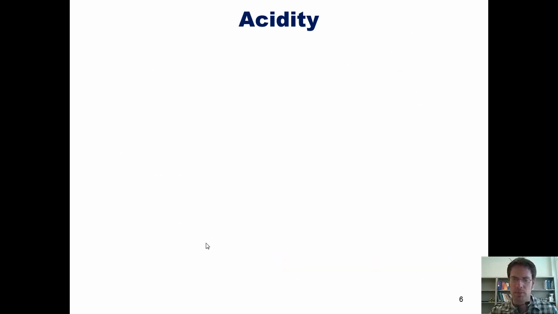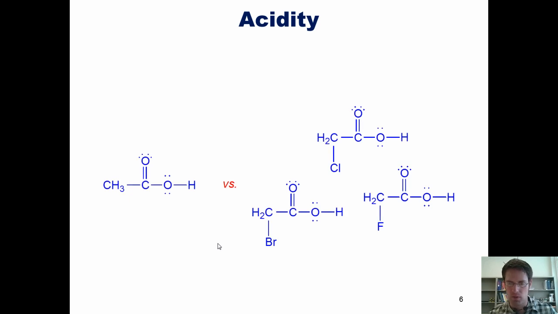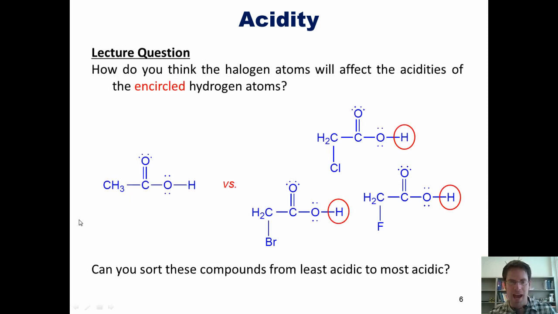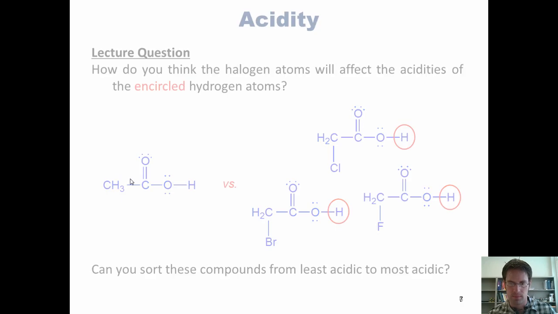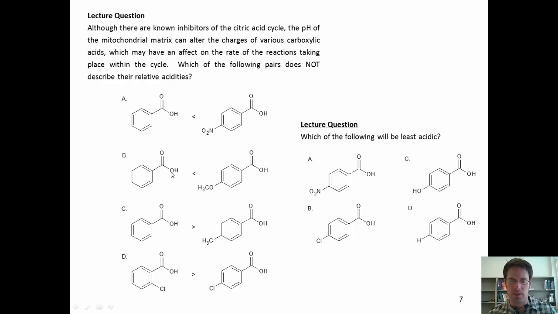We saw this principle applied earlier to these molecules, for which I asked you guys to explain how you thought the added halogen atoms would affect the acidities of the encircled hydrogens relative to acetic acid, shown right here. I also asked you to earlier apply this principle to these questions, which I won't readdress here.